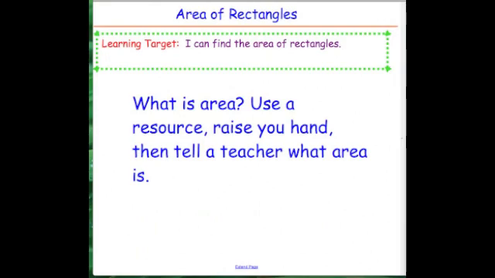Today we are going to be learning about the area of rectangles. Our learning target is I can find the area of rectangles. First, I want you guys to think about what is area. Use a resource that you have available, raise your hand, and then tell a teacher what area is before moving on. Please pause now to do that.